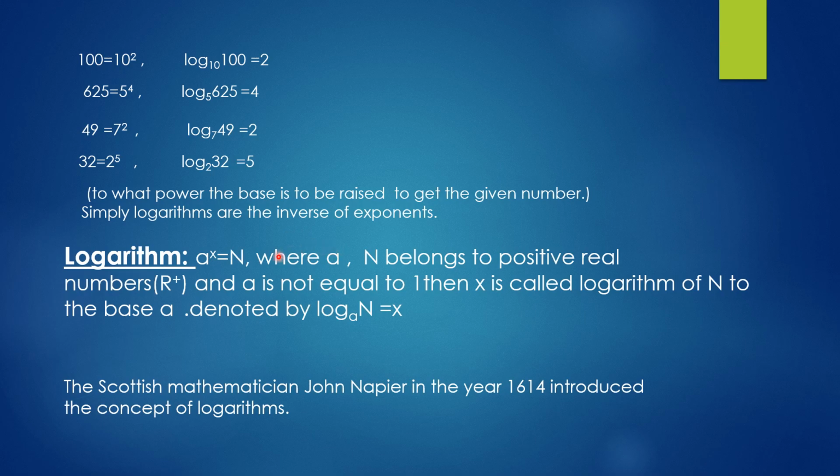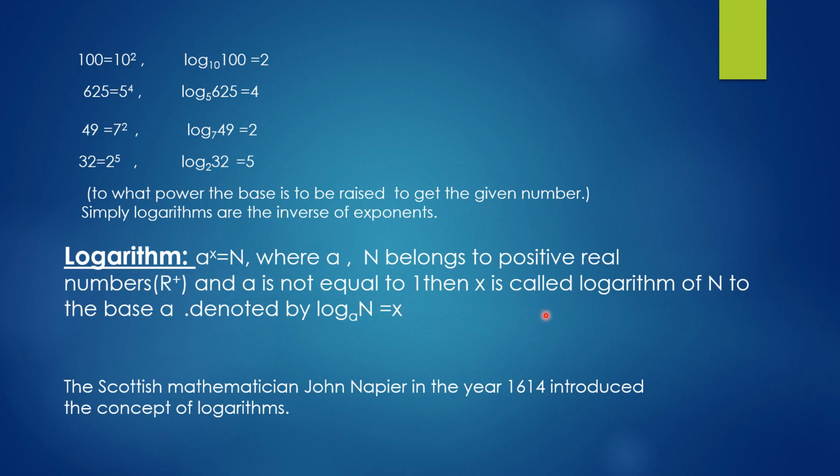See this one. Here is the definition given in almost all the textbooks. a to the power of x is equal to n, where a, n belong to positive real numbers. What are a, n? a, n are the positive real numbers, and a is not equal to 1. Remember that a is not equal to 1. The base is not equal to 1.